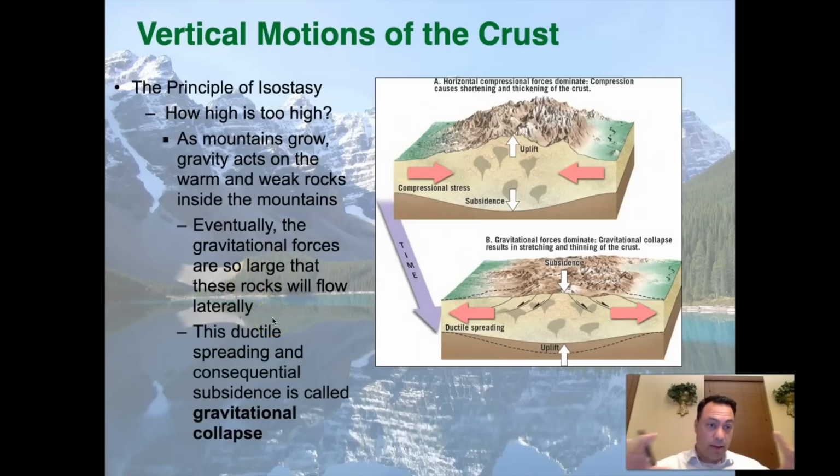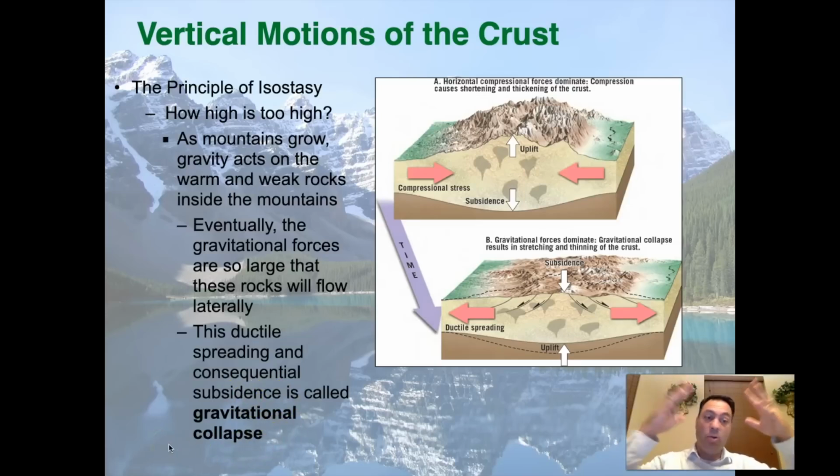And so if that happens, the gravitational forces will get so large that the rocks will actually flow laterally out. So imagine we have compressional stress coming from both sides on this diagram. We have uplift and subsidence, and then over time these faults will develop, and the mountain, while it's built up high, because the base of it doesn't have the strength to hold it, that the hard, brittle crustal rocks can hold up in the top of the mountain, the ductile rocks will start to flow, form these normal faults, and you'll start seeing subsidence. Okay, and so this ductile spreading and consequential subsidence is referred to as gravitational collapse.